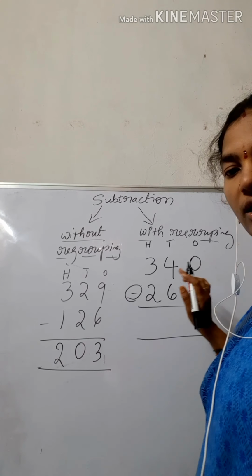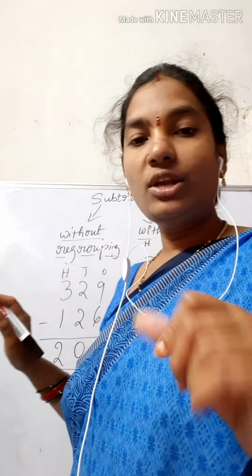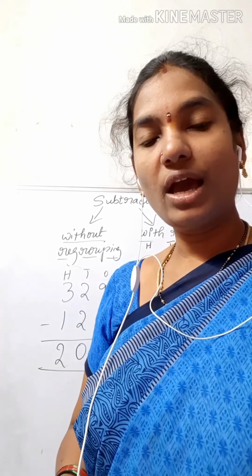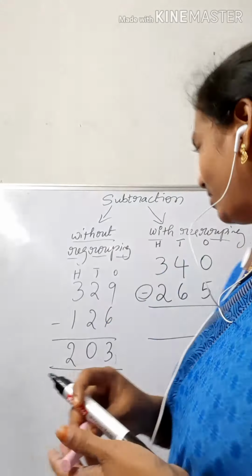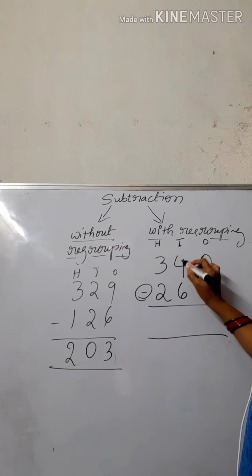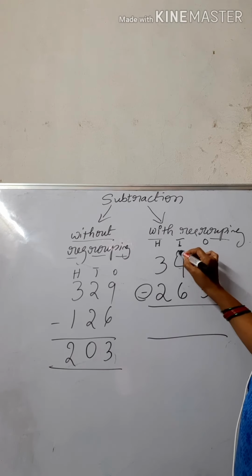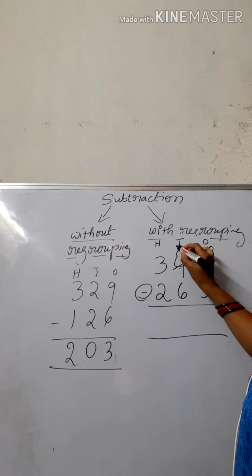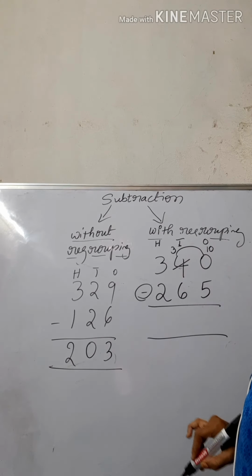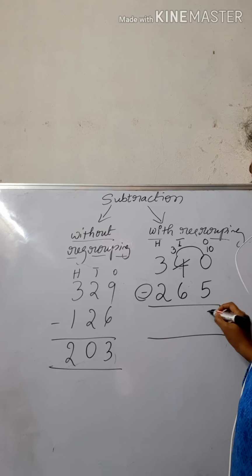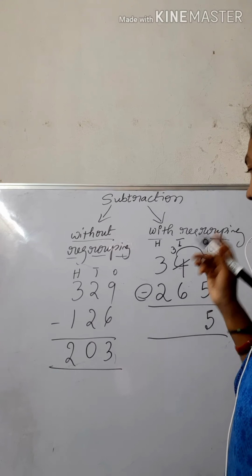No, you did not have anything. How can you give 5 to others? We can't give, no? So we have to borrow. From where do we have to borrow? We have to borrow from the tens place. Here in tens place we have 4. From this 4, if you take 1 ten, then here we will get 3 tens. Now 10 minus 5, how much? 5.